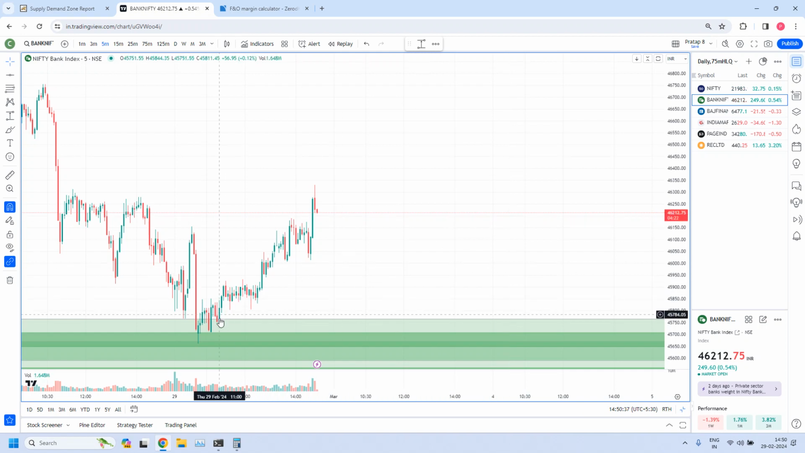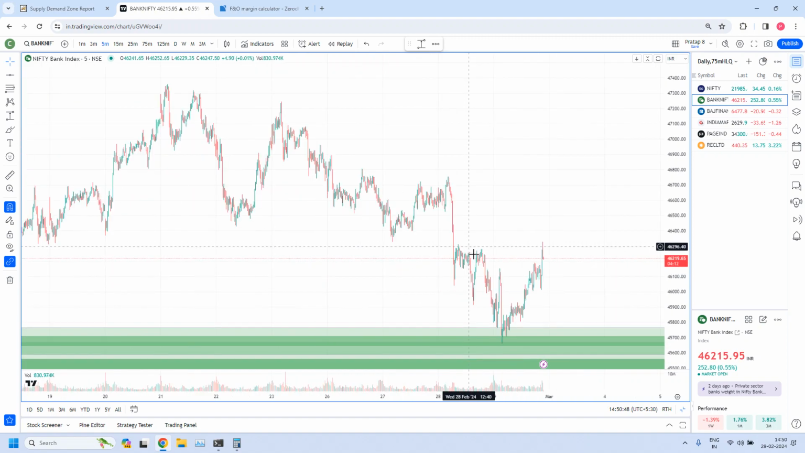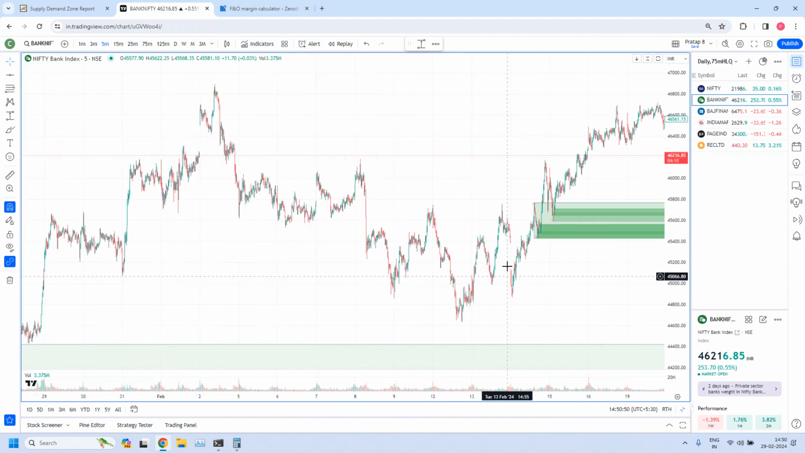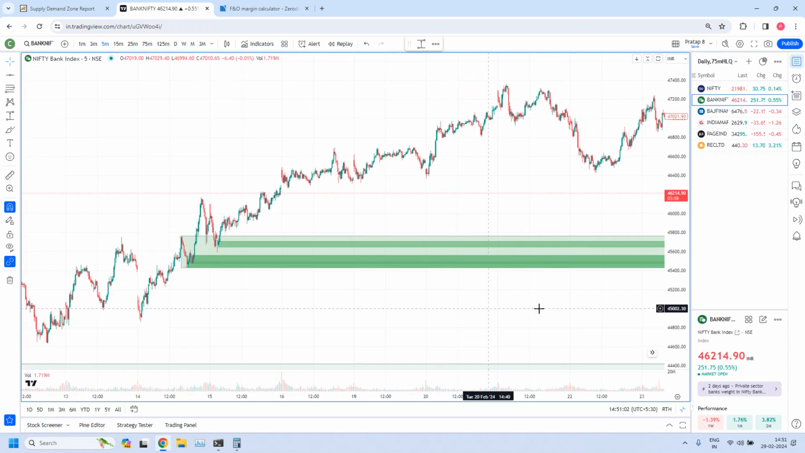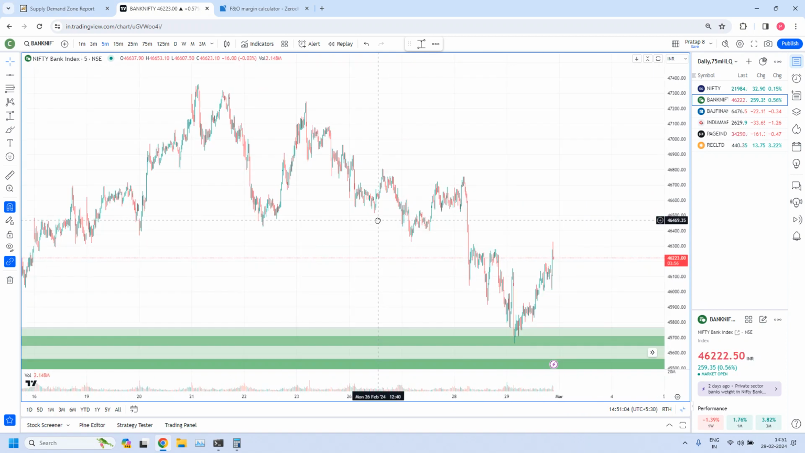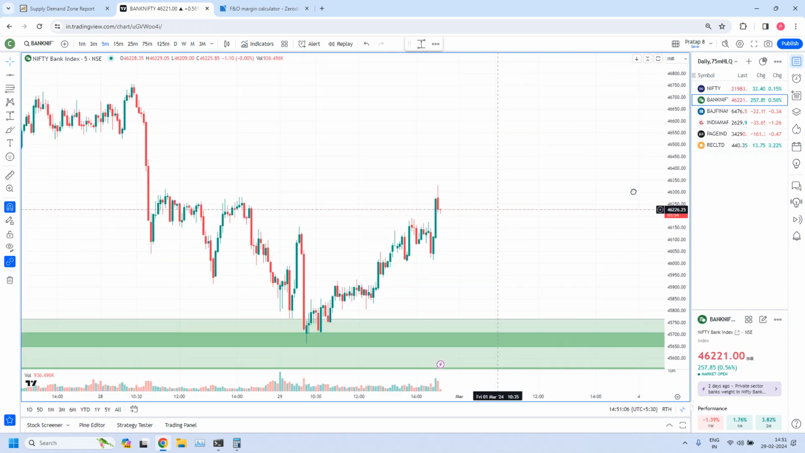See here, prices came. We got an entry today, exactly in the 5 minutes. Let me delete the 15 minutes, you will get clarity. See, this is the fine-tuned area inside 15. I just deleted the 15 so that there is no overlap with the colors creating disturbance. See here, perfect entry.